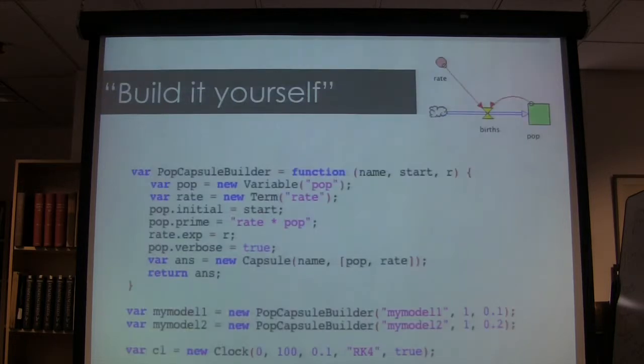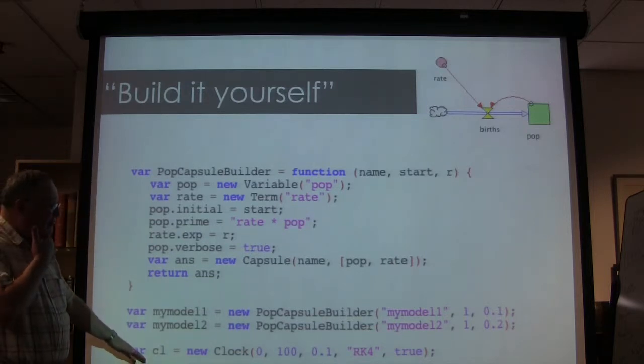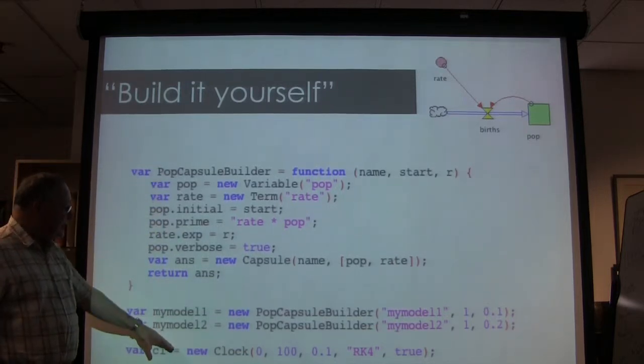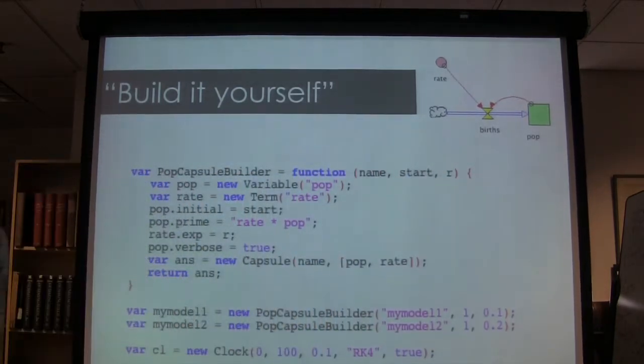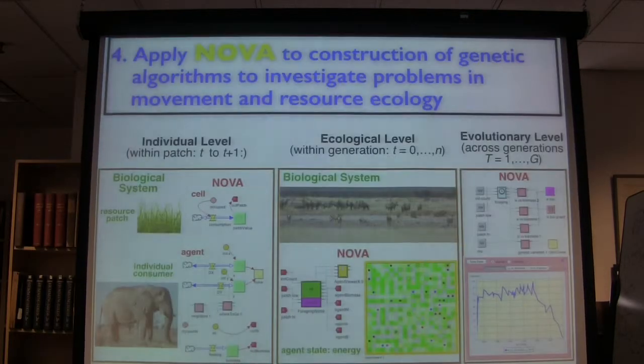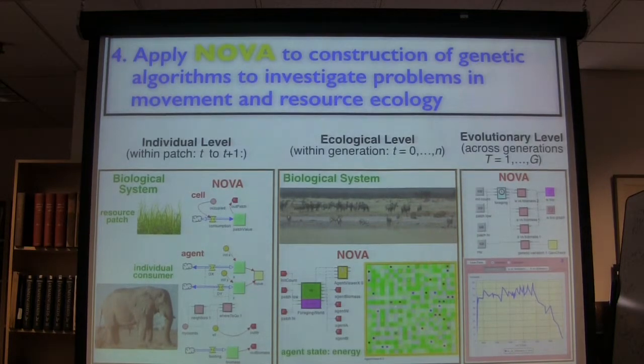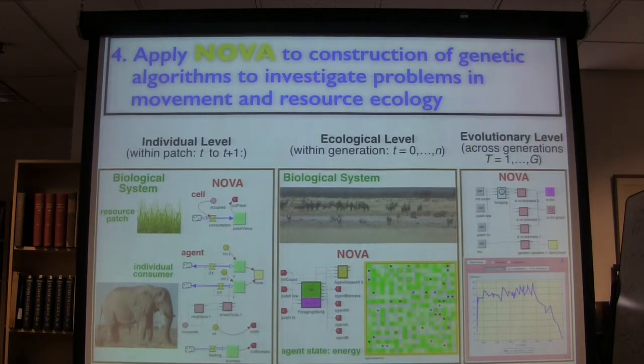And so you could also build these models from scratch. So if you knew JavaScript or NovaScript, you could write it this way, or you could just build it like that. So that's the real difference, and that's why you don't need to be a coder to do this. So what I'm interested in is these genetic algorithms.